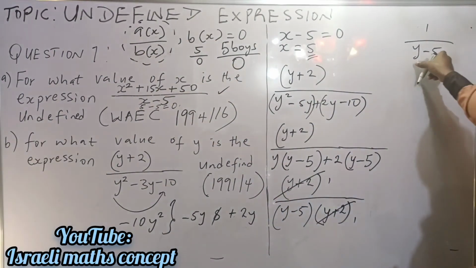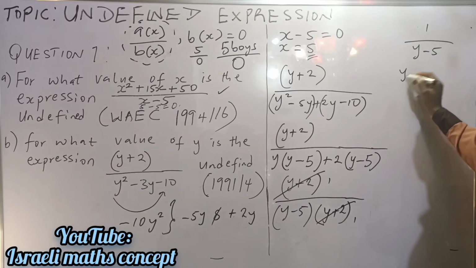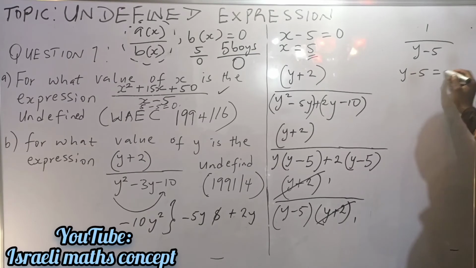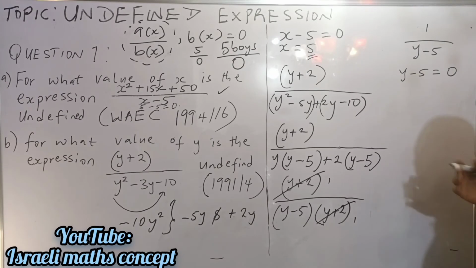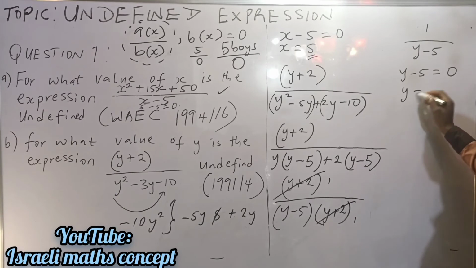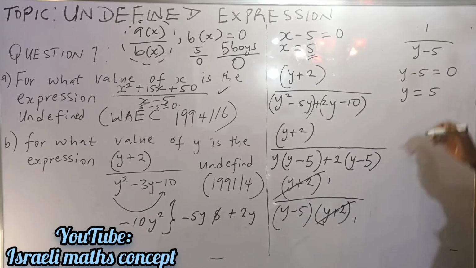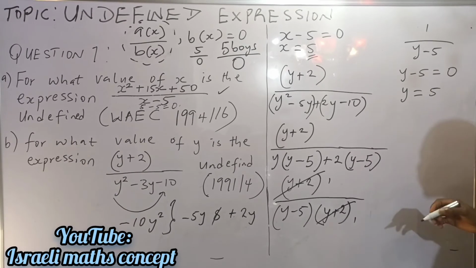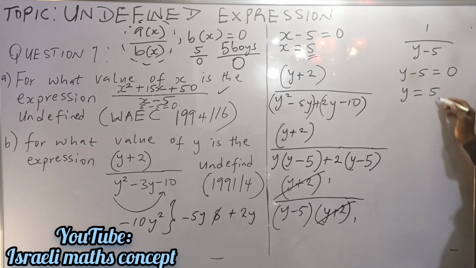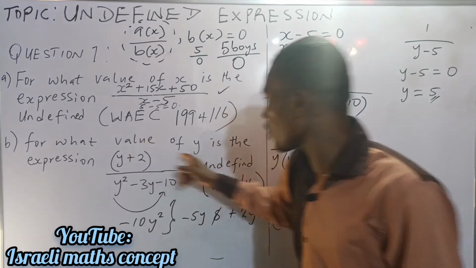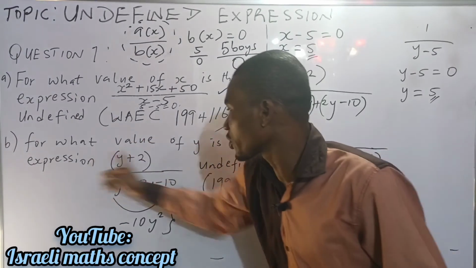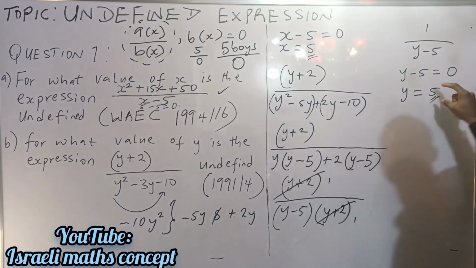So automatically the denominator of this fraction, which is y minus 5, should be equal to 0 for this fraction to be undefined. Making y the subject of this equation, adding 5 to both sides, we have that y is equal to 5. So we are through with the question. The value of y for which this expression is undefined is 5.